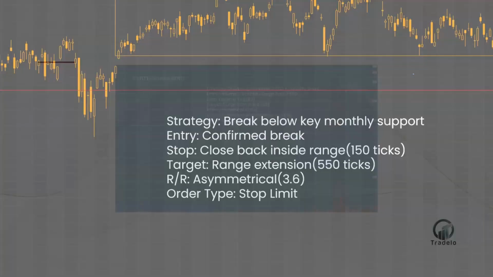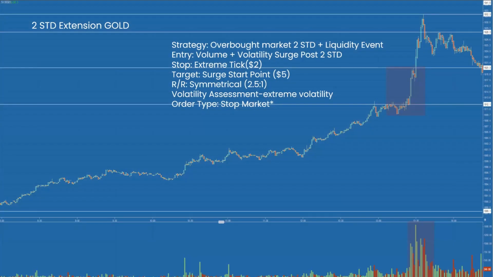Another example, and this was on Friday in the gold. This is a 1 minute time frame. What we're looking for here, the strategy is called overbought 2 standard deviation moves. Very simple. When a market gets beyond 2 standard deviations on a daily, and we have a liquidity event, which you can see down here, let's change color pens. At that point, we're looking for a fadeable opportunity, a fadeable trade.